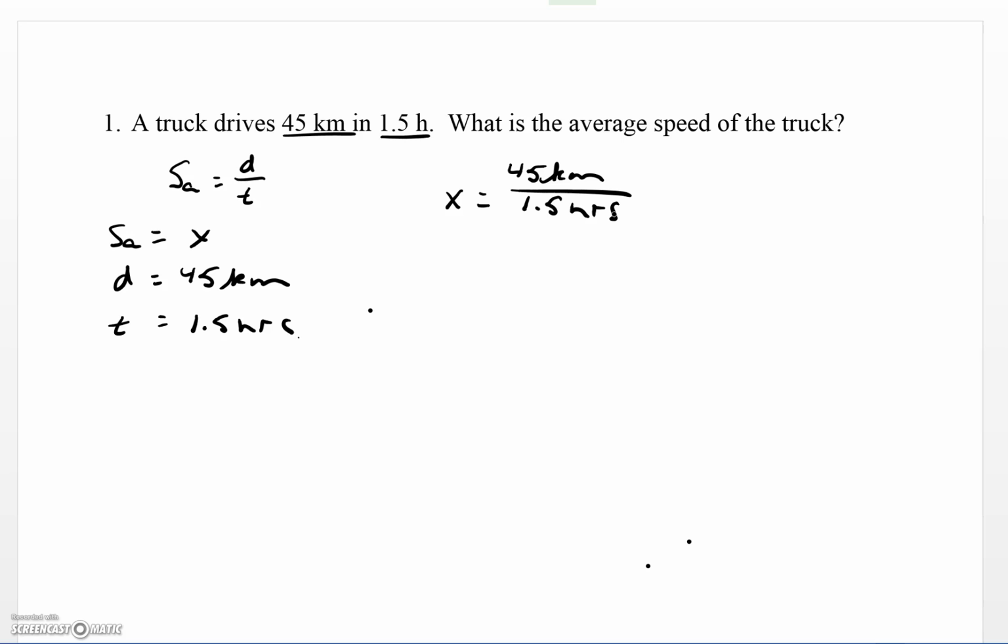And now we're going to get our calculator out. We're going to plug in 45 divided by 1.5, and we're going to get 30 kilometers per hour. That means that the truck is going to be traveling 30 kilometers in each hour.